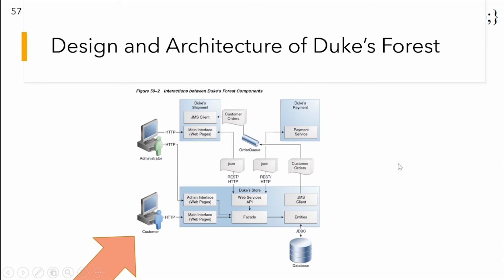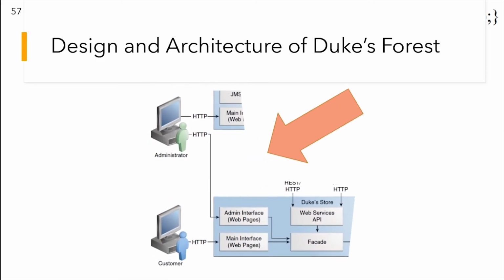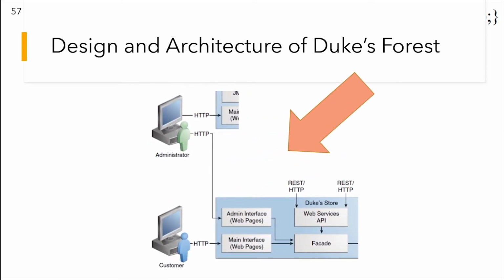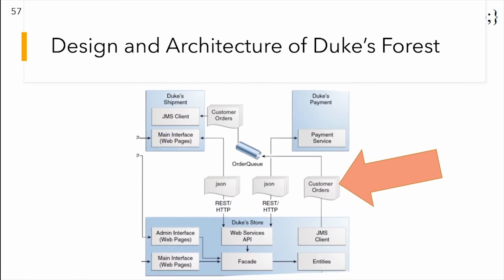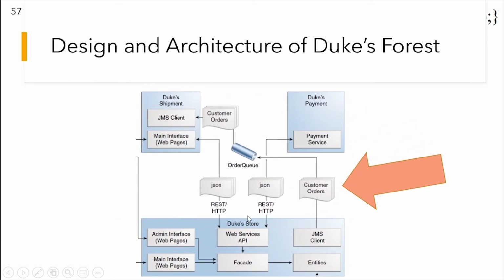There are a few things that will happen in this order. So first of all, the customer interacts with the main interface of web pages that is connected to a facade of managed beans, stateless session beans, which in turn interact with the entities that represent the databases. Notice too that the administrator interacts with the same facade, but with his own interface. The facade also interacts with web services APIs that have access to the Duke's Payment web service. Then the customer orders. When the customer orders, a JMS client sends a message into a queue called order queue, and then this order is approved by the administrator and the order is finally satisfied.